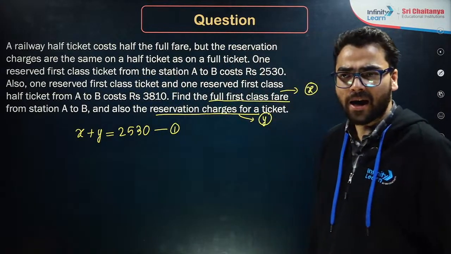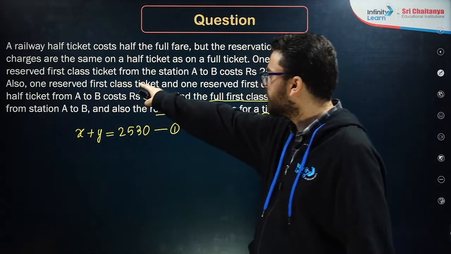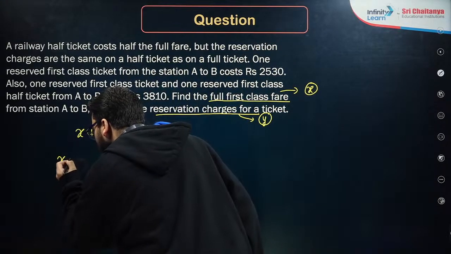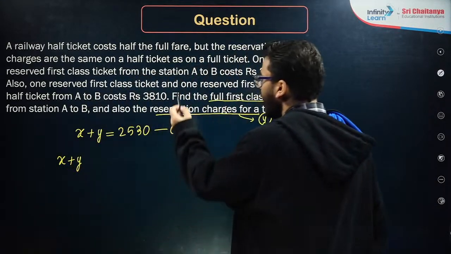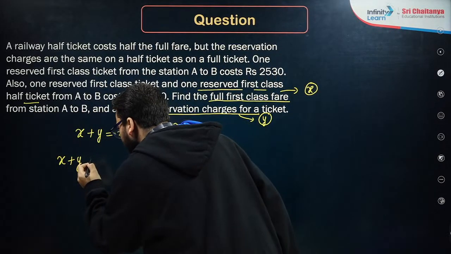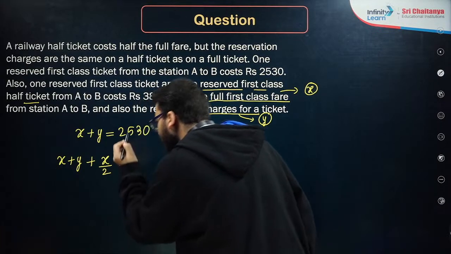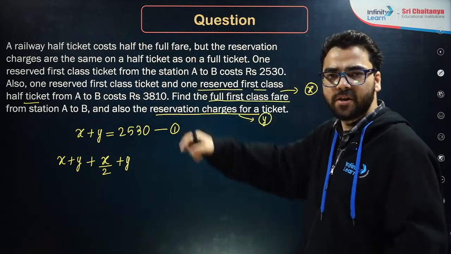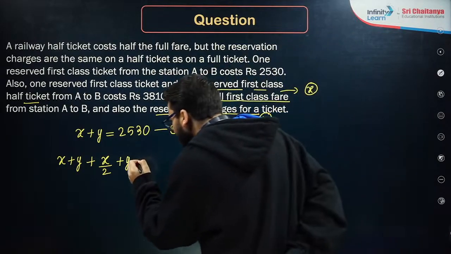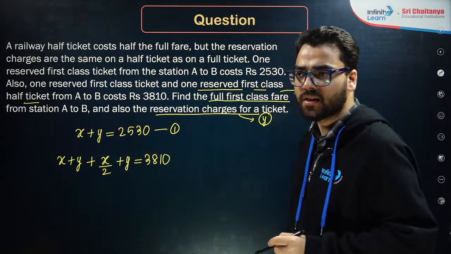Got it? And then the second part of the question is also one reserved first class ticket. So the cost of it will be what? Cost of ticket plus reservation charge, and one reserved first class half ticket. So the cost of the ticket will be half, but the reservation charge is same, whether it's a full ticket or a half ticket, and the total thing over here is 3810.